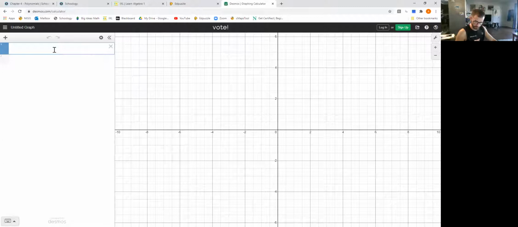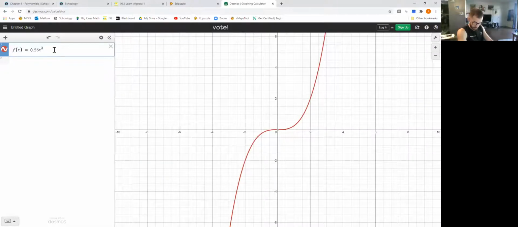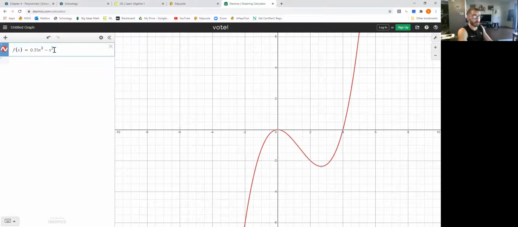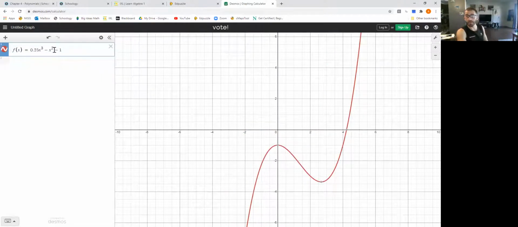Okay, so this is page 159, number 6 at the bottom of the page. It says to describe the end behavior of f of x equals 0.25 x cubed. Now, by the way, you should be typing this in with me, or at least pausing it afterwards to practice, because you know I can type stuff in, right? But I'm not the one getting the grade.